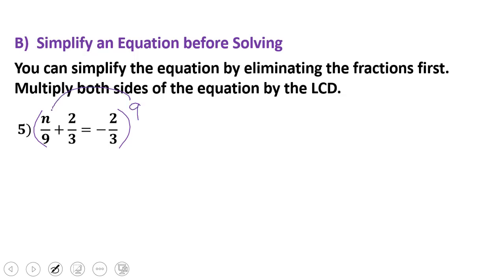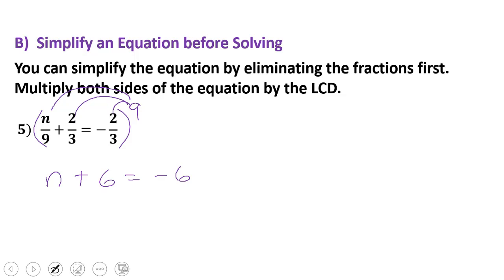And I'm going to distribute that 9 for every term. So on the first one, 9 times n divided by 9, well, the 9's would cancel out, and that would leave us with n. And then I have 2/3. So 3 goes into 9 3 times, and 3 times 2 is 6. So that would be plus 6, and 6 is 2/3 of 9. And then a negative 2/3, again, 3 goes into 9 3 times, a negative 2 would be negative 6.